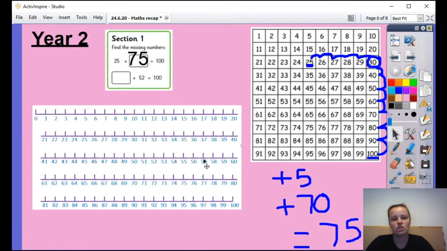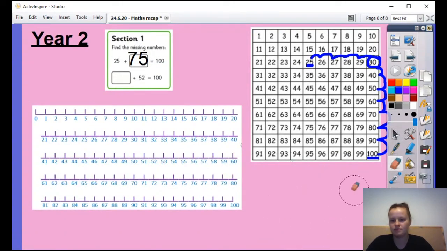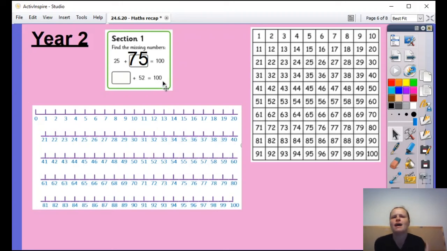Fantastic. Okay, you can do the same thing on the number line as well, but we're going to rub this out for now, and we're going to do the next one. So let's see what the next one is. Something add 52 equals 100. What could that be, and how could we answer this question? How do you think we're going to answer this question, and what do you think the answer will be? I'm going to give you a few seconds now.